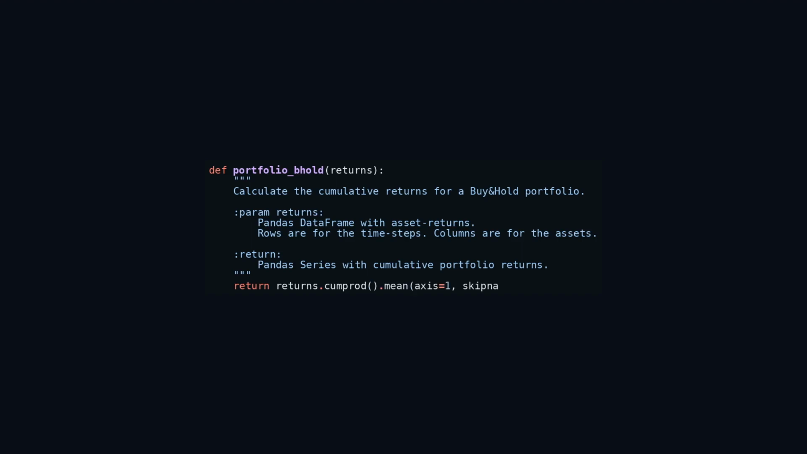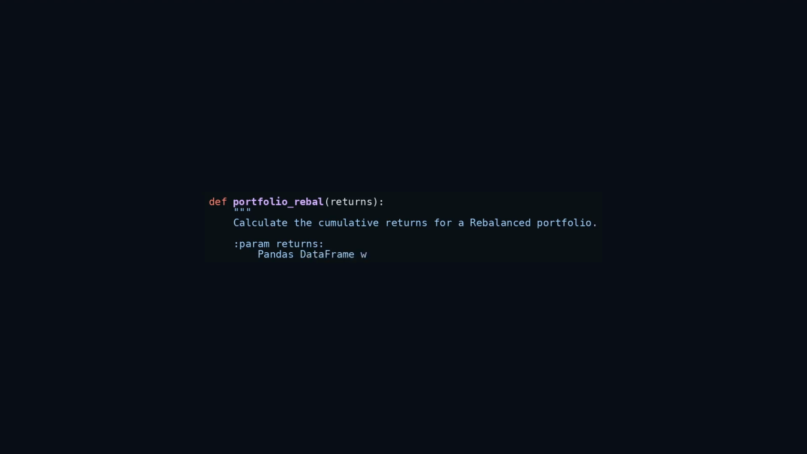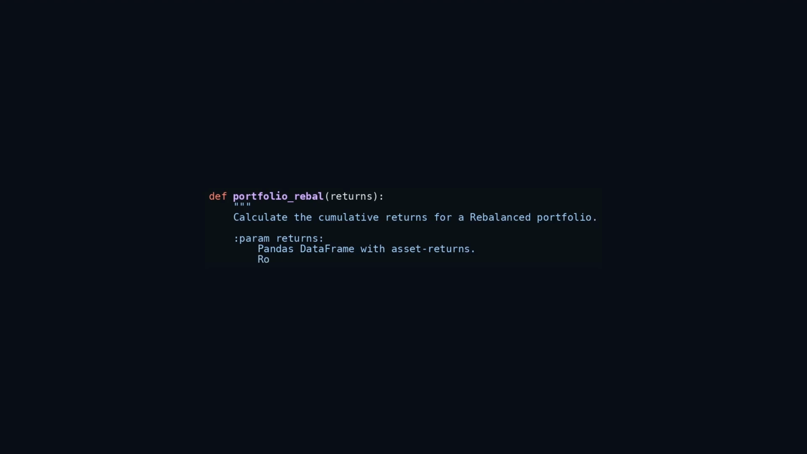The code defines a function called portfolioable that calculates the cumulative returns for a rebalanced portfolio. This function takes a pandas data frame as its input, where the rows represent time steps and the columns represent assets along with their respective returns. To determine the rebalanced portfolio returns, the function first computes the mean return for each time step by averaging the values across each row, ignoring any missing data. Next, it calculates the cumulative product of these mean returns, which effectively shows the overall growth of the portfolio over time.